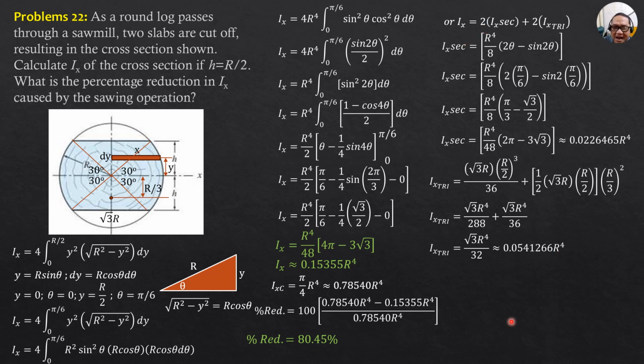Substitute here. Ix therefore is 2 times 0.0226465 r to the fourth plus 2 times 0.054126 r to the fourth, and I verified that it is equal to the earlier result by integration, and they are equal. Therefore, because they are equal, the answer is the same, and therefore the percentage reduction will also be the same.